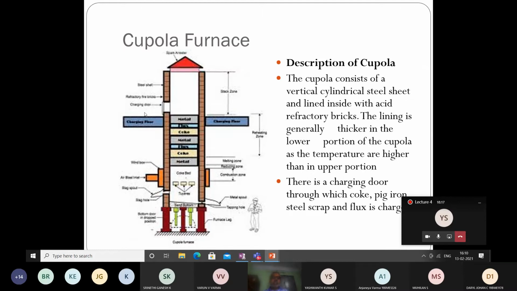Through the charging door we charge layer by layer. First thing is coke, up to some level; then metal, coke, then flux, metal. So you alternate the layers. You start with the fuel, coal or coke, then the metal, coke and flux, just to remove the impurities. You charge them alternately into the furnace through the charging door.